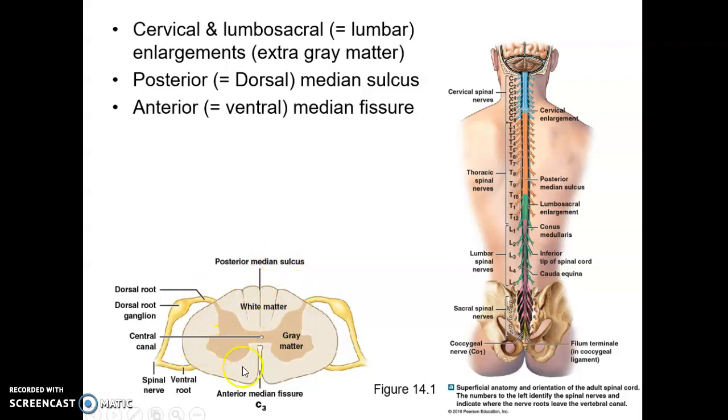Then that means on the opposite side, the deeper one is the anterior median fissure. Now in a diagram, the fissure is always so much bigger than the sulcus. In a real slide, it's hard to distinguish the two. But that's a nice landmark.